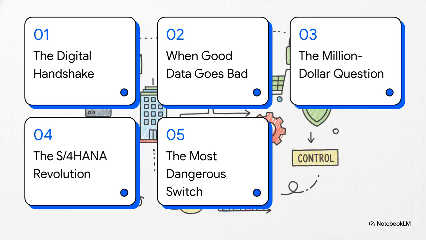All right, so here's our game plan. We'll start with what I call the digital handshake. Then we'll play detective and see what happens when good data goes bad. After that, we'll tackle the million-dollar question of financial risk, explore the massive S/4HANA revolution that's changing everything, and we'll wrap up with a little cautionary tale about the most dangerous switch in the whole system.